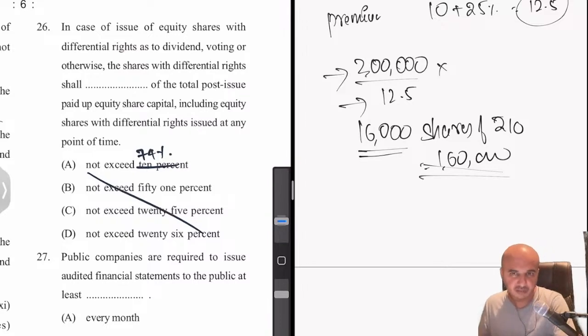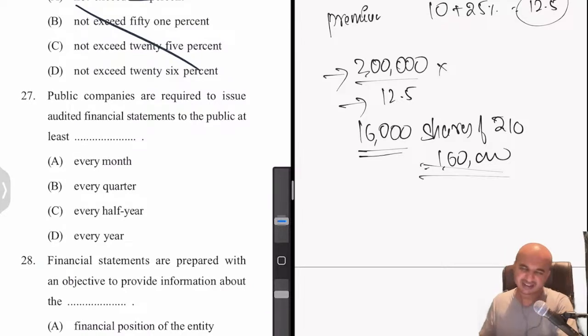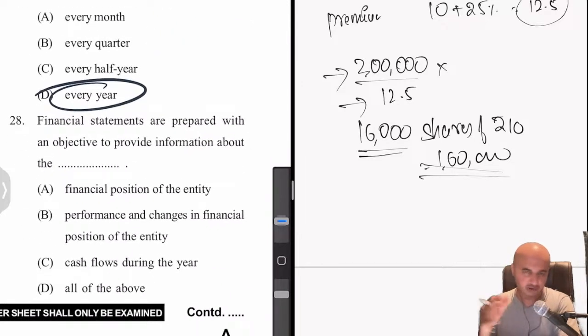Moving on. Public companies are required to issue audited financial statements to the public at least, this is easy, every year. That is what they are supposed to do. Every year they have to issue, not half yearly, quarterly or monthly. Once in a year is fine. Otherwise it will be too much cost. Anyway, time is also wasted unnecessarily.